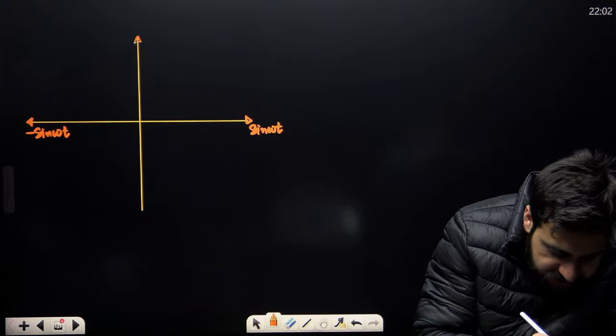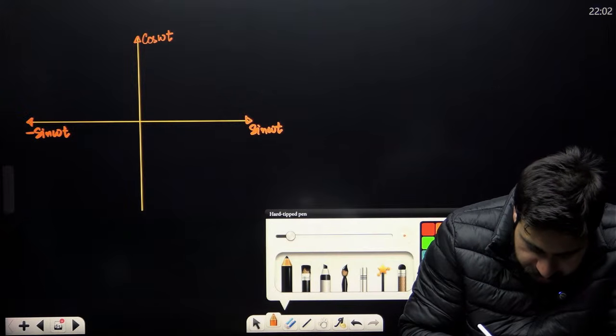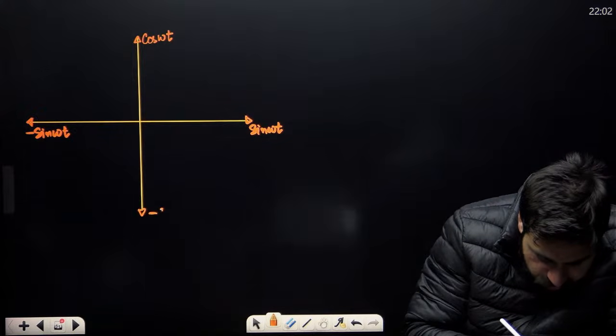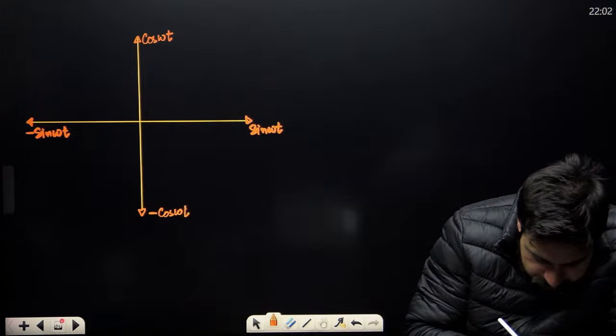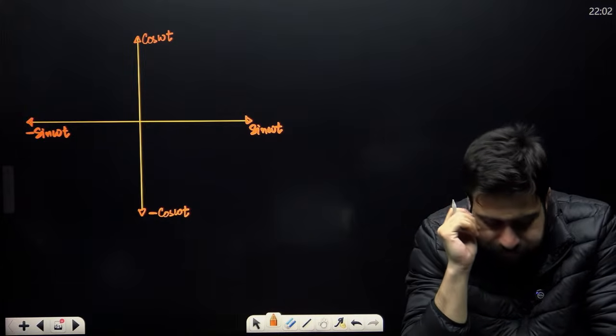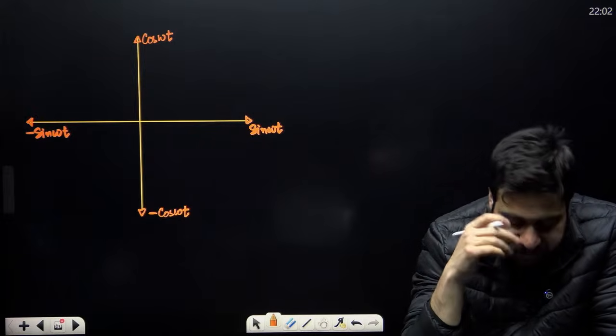On this axis, we mention cos omega t. This is cos omega t. And on this axis, we mention minus cos omega t. Plus sine omega t, minus sine omega t. Plus cos omega t, minus cos omega t.